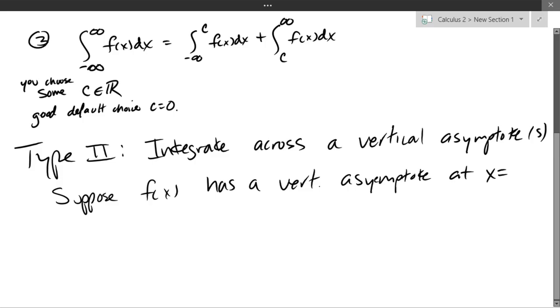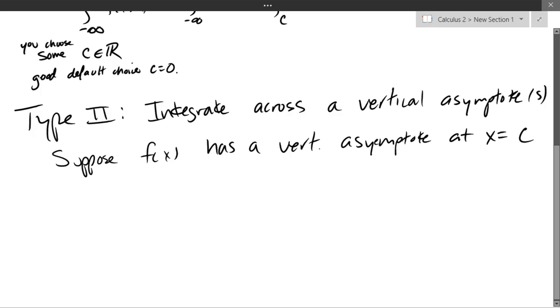Suppose f of x has a vertical asymptote at x equals, let's go with the letter, I want to use A and B, so we'll go with C. That'll work. So we'll suppose f of x has a vertical asymptote at x equals C. And A and B are in the interval negative infinity, positive infinity.